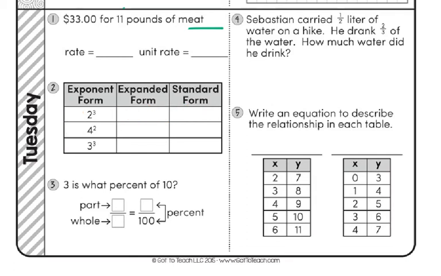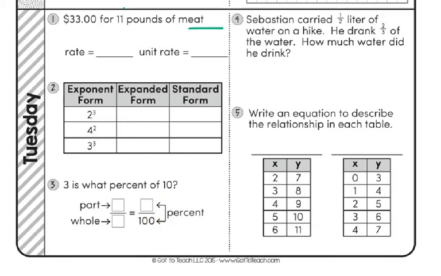Question number 3, 3 is what percent of 10? And again, filling in. We do not know our percent on this one, but we do know our part and our whole. 3 is what percent of 10, and then you can use cross multiplication right there, get an answer, take that answer up here, and do the opposite, which would be division, to find your missing number.